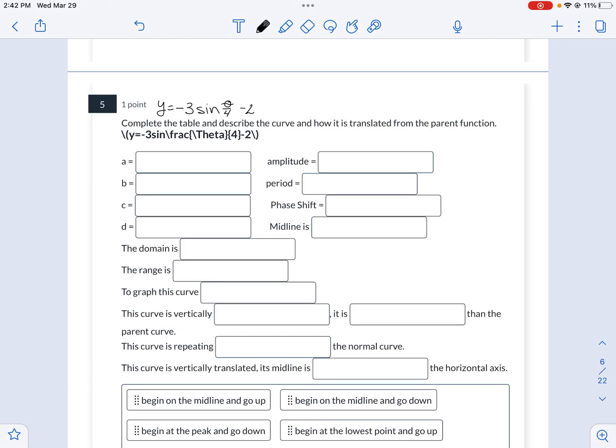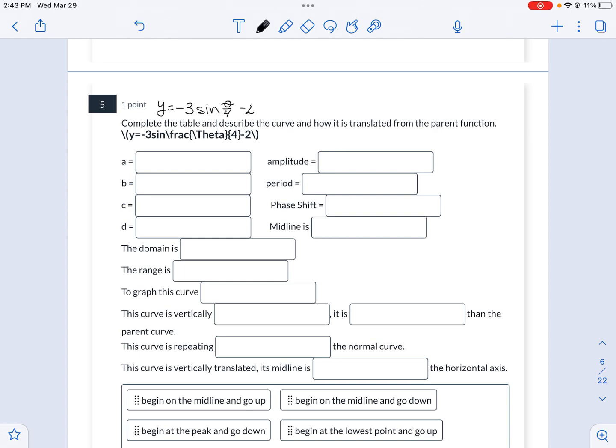Hello friends, this video is going to be on how to graph or how to analyze the sine and cosine curves when we are considering the variables a, b, and d.